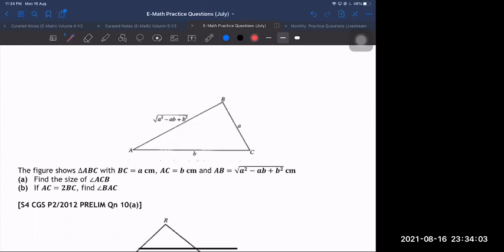Now the figure shows triangle ABC with BC equals to a, and AC equals to b, and AB equals to the root of a squared minus ab plus b squared. Find the angle ACB. So how will you do this? You'll use cosine rule. For part A, it is cosine rule. Let me write it out here.